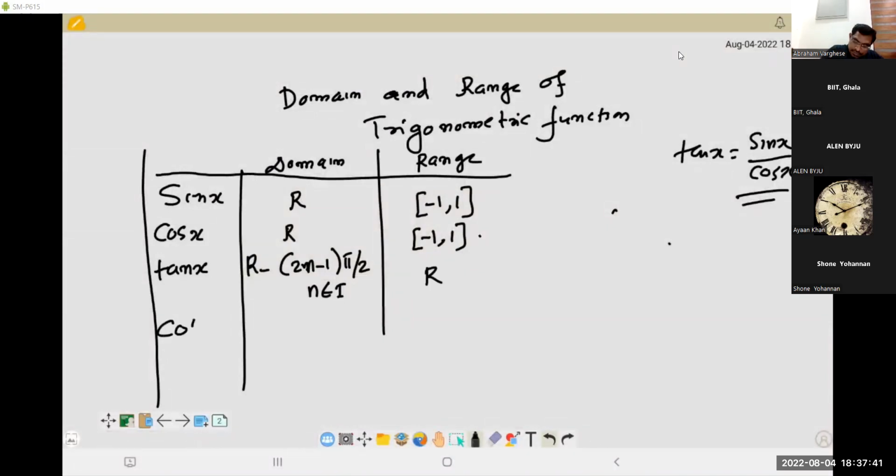Similarly, cot x. So cot x will be cos x by sin x, cos by sine. Wherever sine will be 0, there is a problem. Therefore, it will be n pi. So all real numbers except n pi, 1 pi, 2 pi, 3 pi, 4 pi, etc. So n is an integer. What about the range? Range is real numbers. Right? Now, cosecant x.